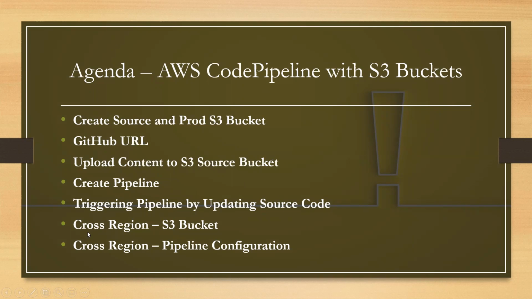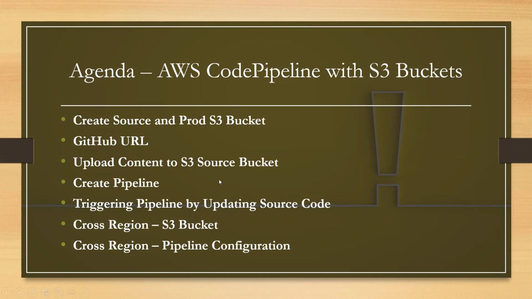Now, an additional thing, we will add cross region replication. So we need to create a cross region S3 bucket. We will create a bucket in a different region. Then we will do the pipeline configuration for the cross region, and later we will test whether it is uploading the content to both buckets in different regions or not, right?